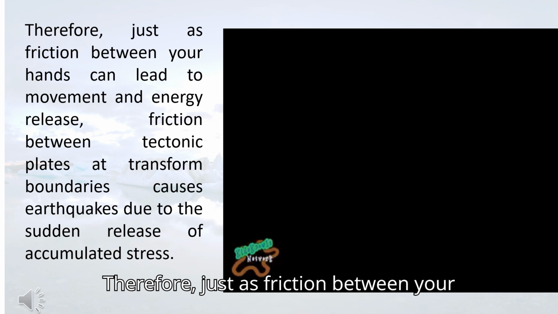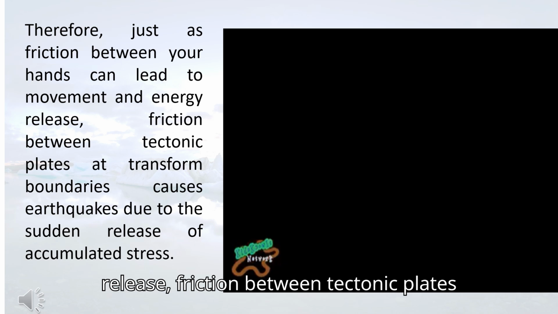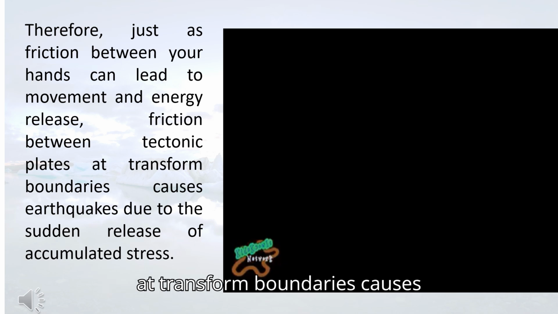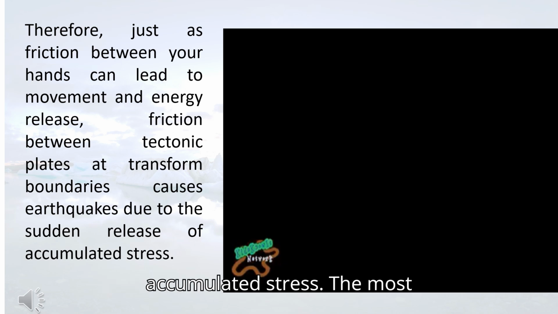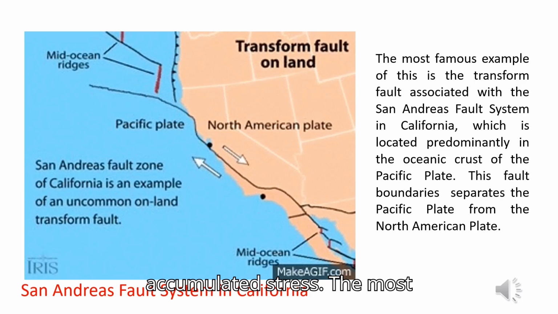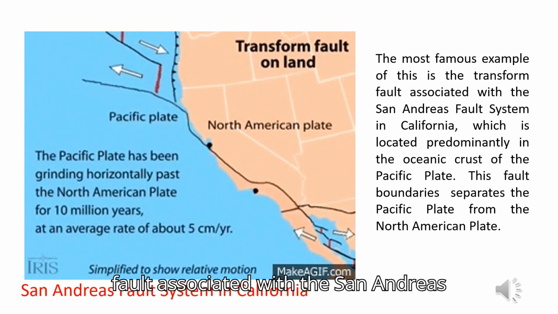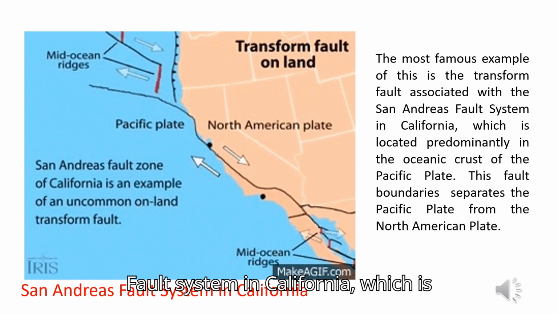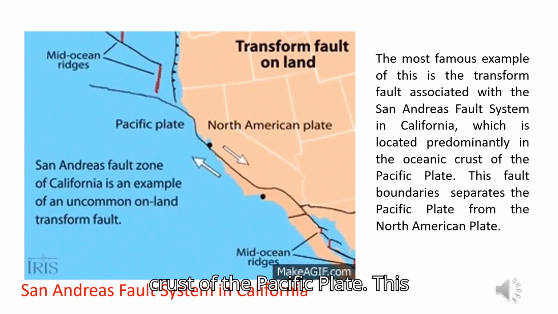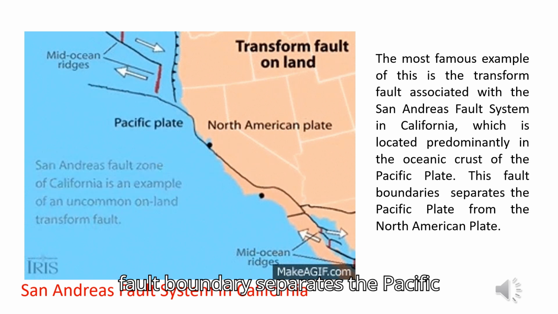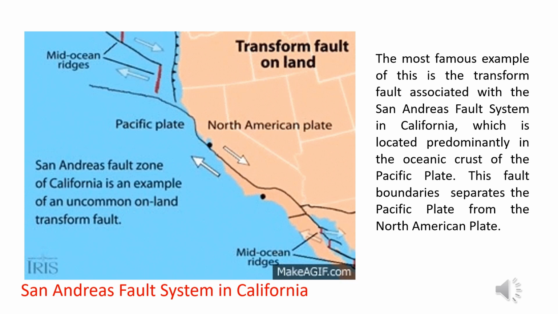Therefore, just as friction between your hands can lead to movement and energy release, friction between tectonic plates at transform boundaries causes earthquakes due to the sudden release of accumulated stress. The most famous example of this is the transform fault associated with the San Andreas Fault System in California, which is located predominantly in the oceanic crust of the Pacific Plate. This fault boundary separates the Pacific Plate from the North American Plate.